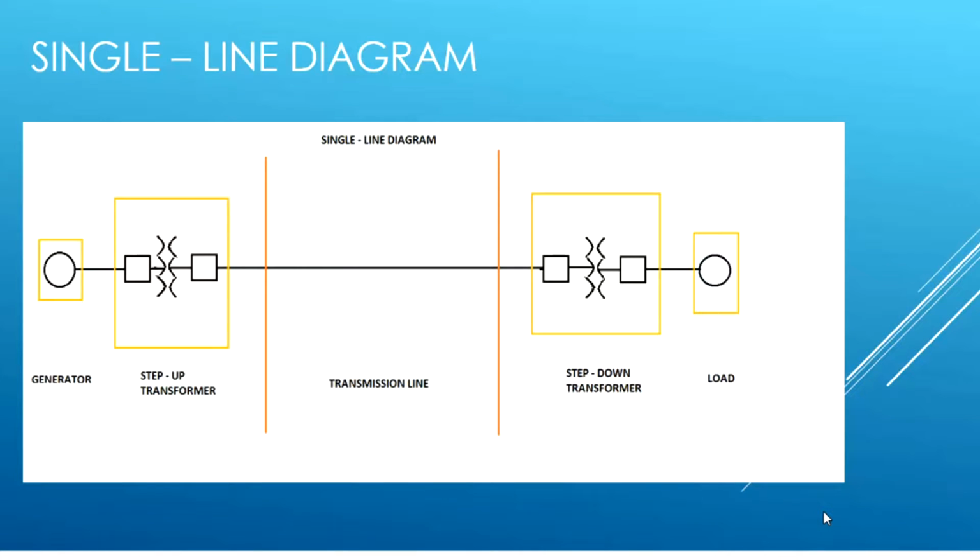In this way, the single line diagram shown has only one line, but really there are three lines, that is a three phase line. Just to make it a simpler diagram, I have used only one line. So in this way, the whole power system works from generator to load.